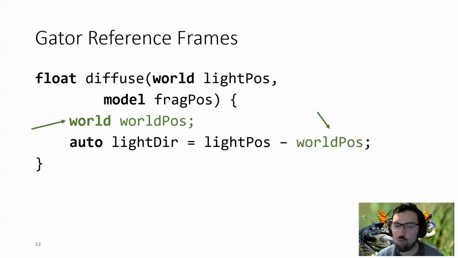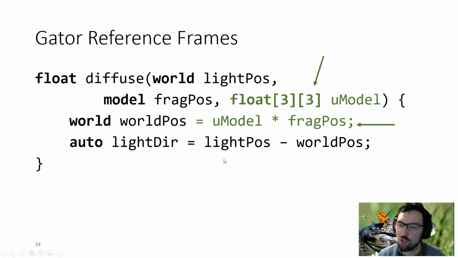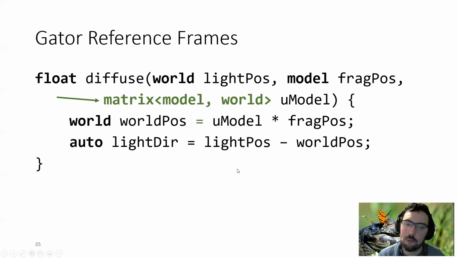But we still have to calculate world position. We do this by introducing the U model matrix and multiplying it by frag position. The final question is, what is the type of U model? Right now, I put it down as just a float 3x3 or a 3x3 matrix, but we can actually do better than this by making a matrix that goes from model to world. It's parameterized on model and world. And so this informs the compiler that this is a transformation from model to world, and the rest of this code works out.